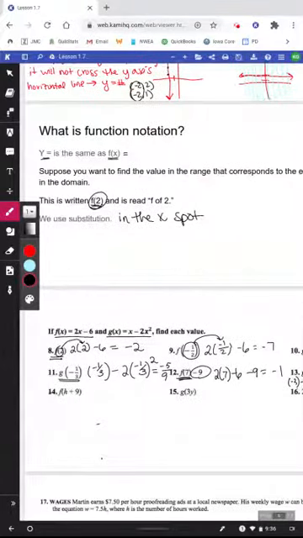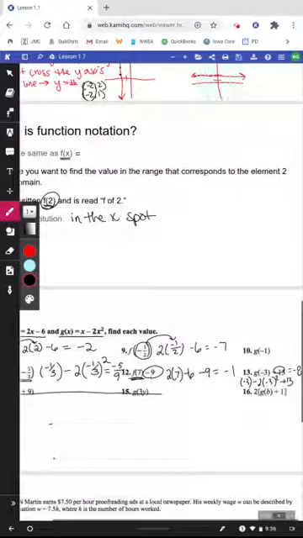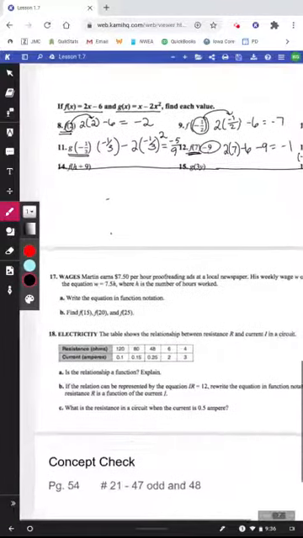These ones down here, we're not going to worry about those. That's more of an Algebra 2 concept that we will do later on in the chapter. So for this lesson, we're just going to ignore them.